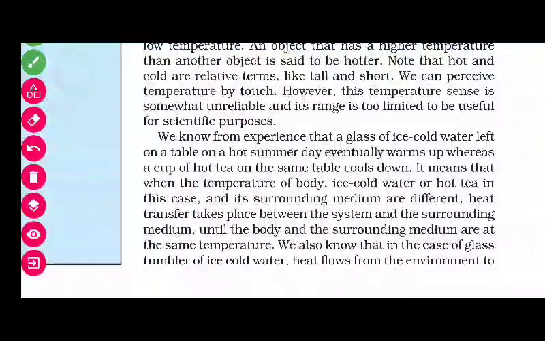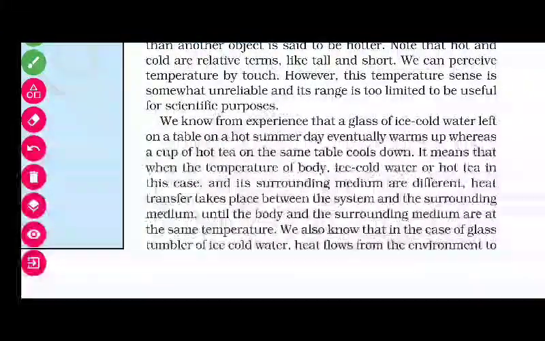Whereas a hot cup of tea is very warm, we have to wait for a while to drink it, but after some time its temperature starts going down, and after some time it comes to the room temperature. It means that when the temperature of a body, ice cold water or hot tea in this case, and its surrounding medium are different, heat transfer takes place between the system and the surroundings.